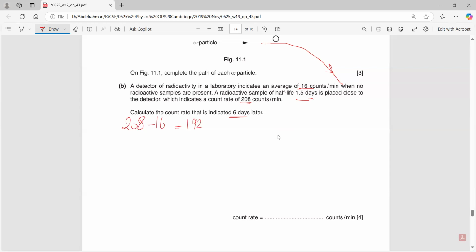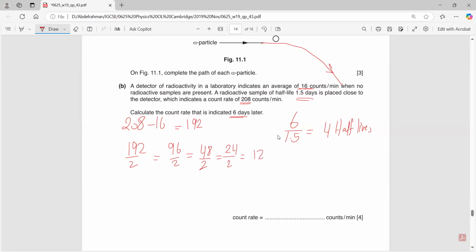And then 6 days divided by 1.5 days would be 4. 6 divided by 1.5 is 4. So basically we have 4 half-lives. We will divide by 2, 4 times. So 192 divided by 2. 192 divided by 2 is what? Is 96. Divide by 2 again is 48. Divide by 2 again, 24. Divide by 2 again is 12.